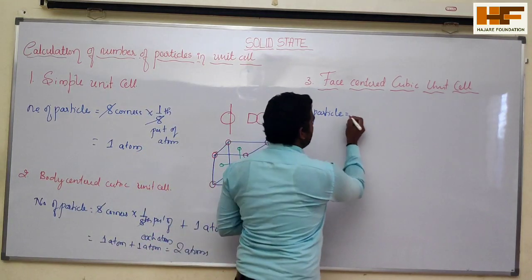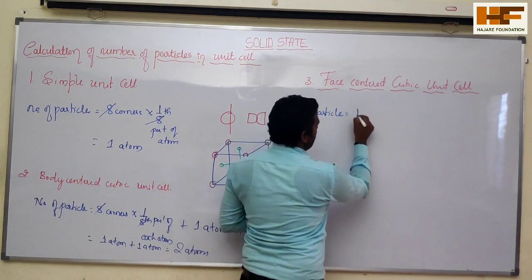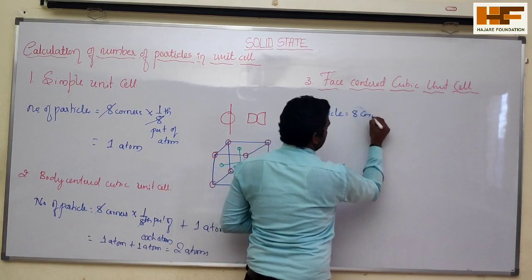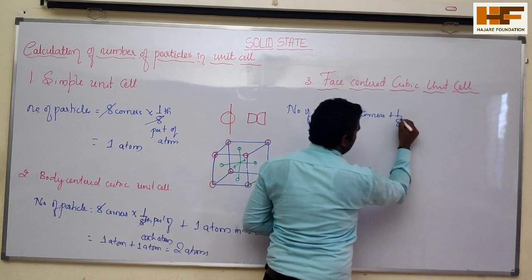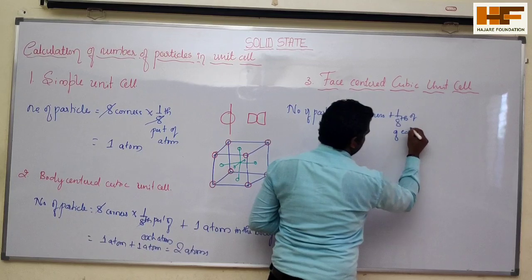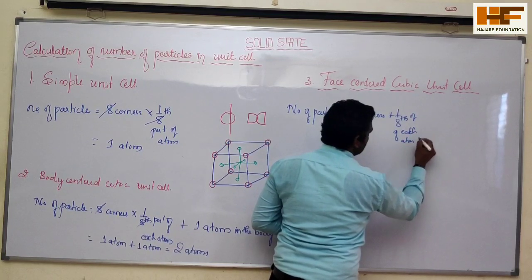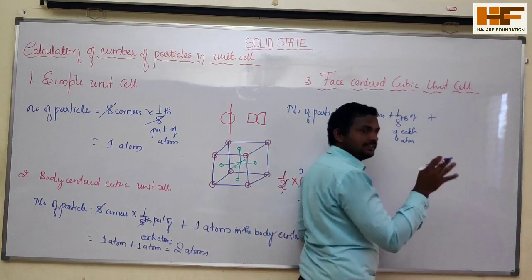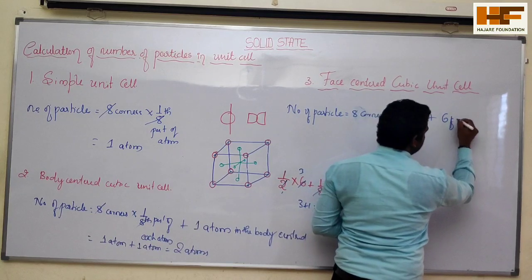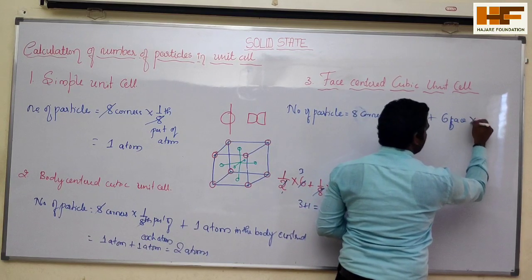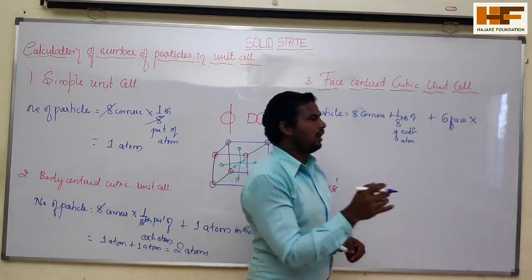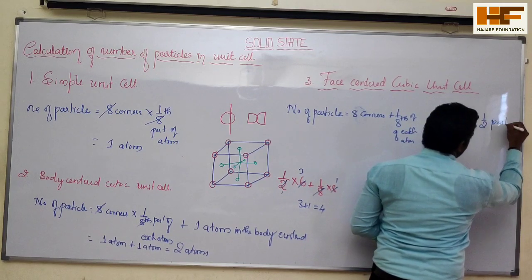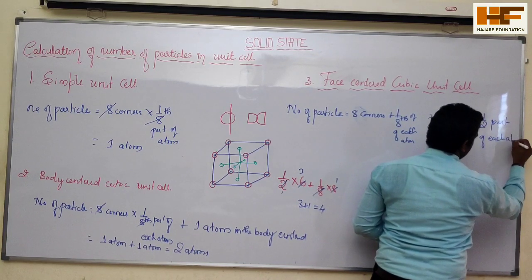So hence the number of particles will be 1 by 8 for 8 corners. So the contribution will be 1 by 8 of each atom. Not only this, plus in all the faces, how many faces are there? 6 faces are there. In the 6 faces we are having 1 by 2 contribution, or half part contribution, of the atom, 1 by 2 part of each atom.